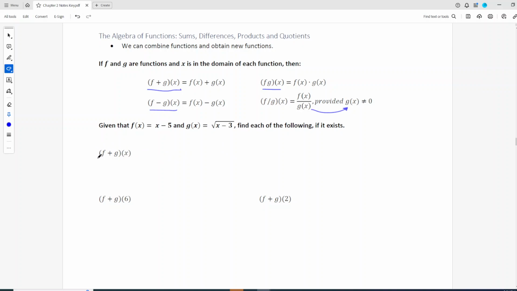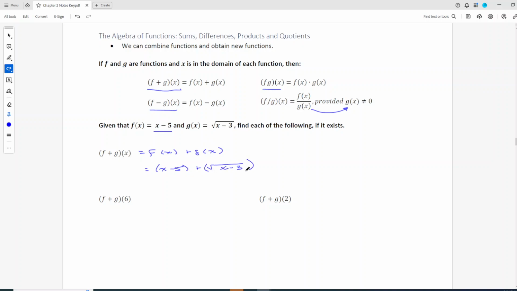So for this one, what are they asking you to do? Well, it's written as f plus g of x, so they want you to find the sum of the functions. They want you to find the f of x function plus the g of x function. So for this example, the f of x function is defined as x minus 5, and the g of x function is defined as the square root of x minus 3.